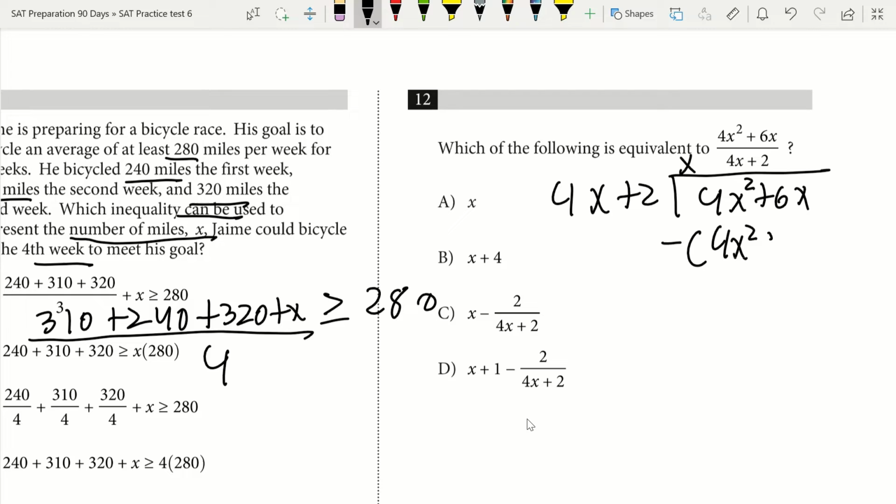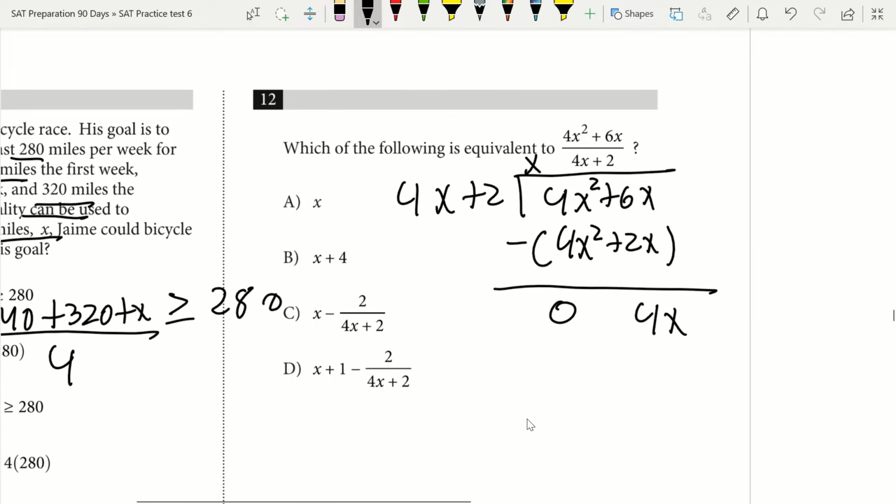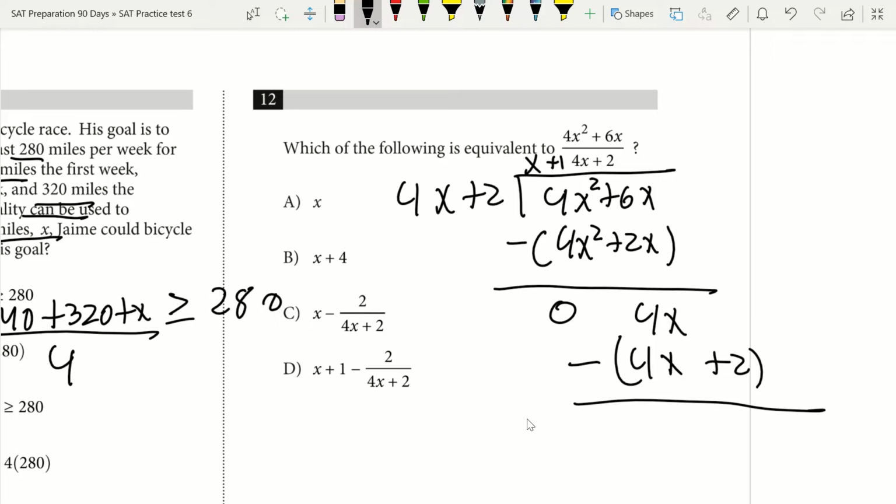x times 2 gives me positive 2x. So I have 6x minus 2x. 6x minus 2x is going to give me positive 4x. Now I have to get rid of that positive 4x. So I can go ahead and do plus 1. So I have x plus 1. 1 times 4x is going to give me minus 4x. And then 1 times 2 will give me a positive 2, so I'll have minus 2 then. So I'll have a 0 here. 0 minus 2 then is going to give me negative 2.